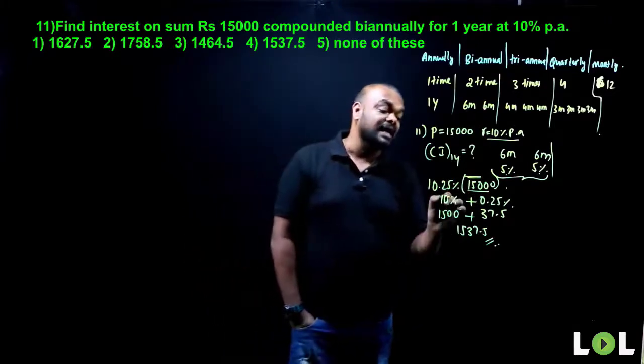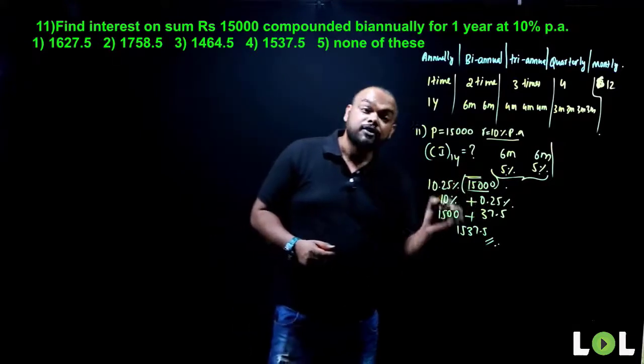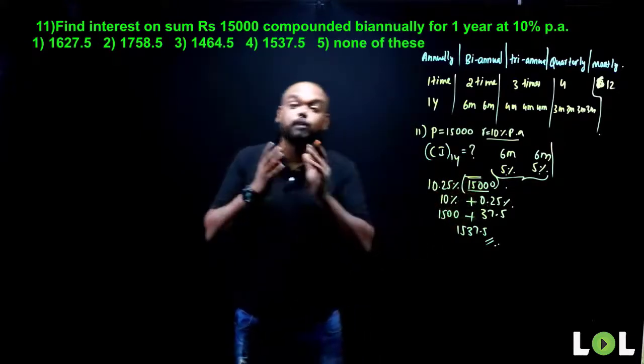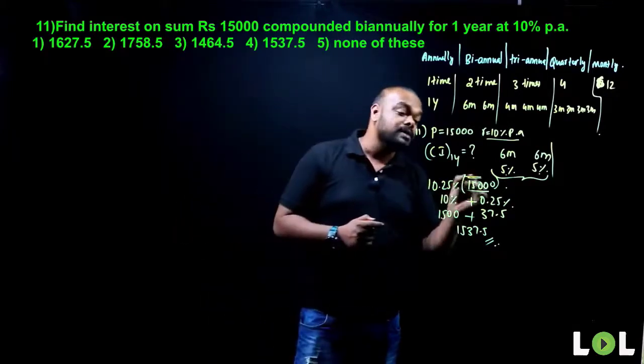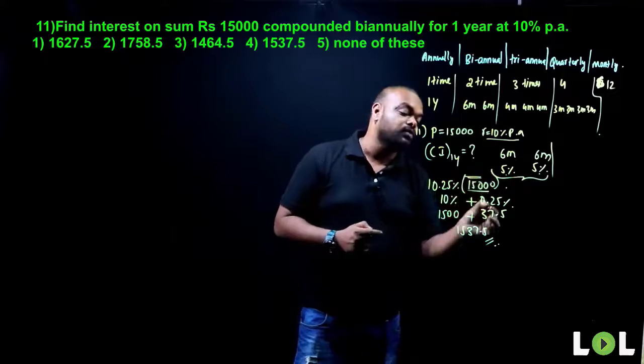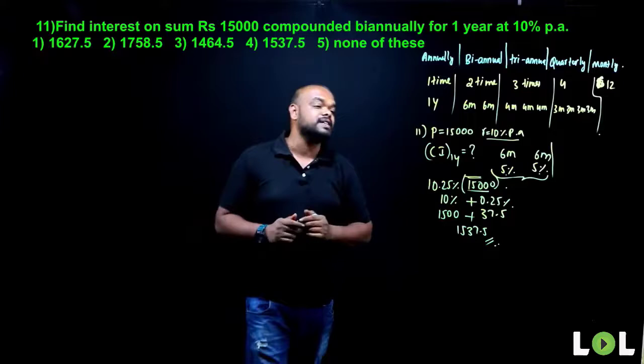So how do we calculate that? 10% plus 0.25%. What is 10% of 15,000? 1500. How do we calculate 0.25%? 1% divided by 4. 1% of this is 150, divided by 4 gives you 37.5. Altogether 1537.5 is my answer.